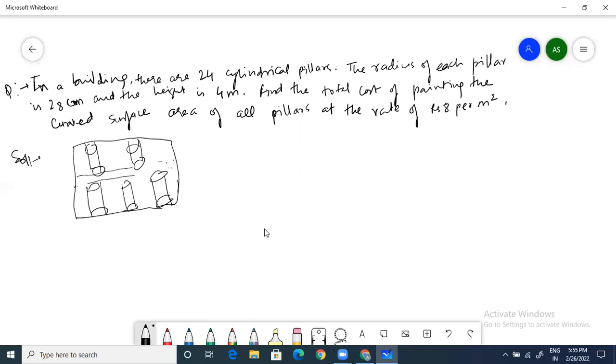So the idea is that you have these cylinders and you are given the radius. The radius is given as 28 centimeters. I told you, because the radius is given in centimeters and the height is given in meters, and the cost is given to us per meter square, it is always good to convert centimeter into meter because everything else is in meter. What is 28 centimeter? It would be equal to 0.28 meters. Am I right? Is this making sense to you? Why are we doing this?